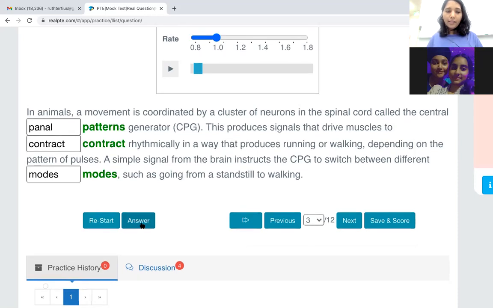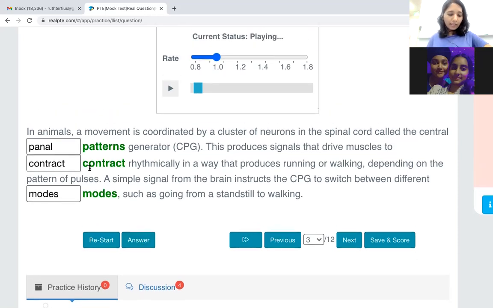So if you look at the answer, the first one was patterns. That's it. Your time is up. Patterns. The second one was contract, and the third one was modes. You said mode, but then you corrected it. So be very, very careful.